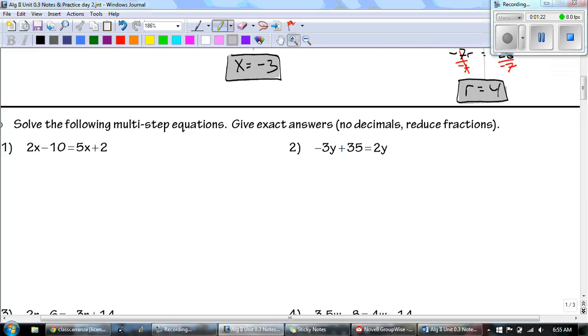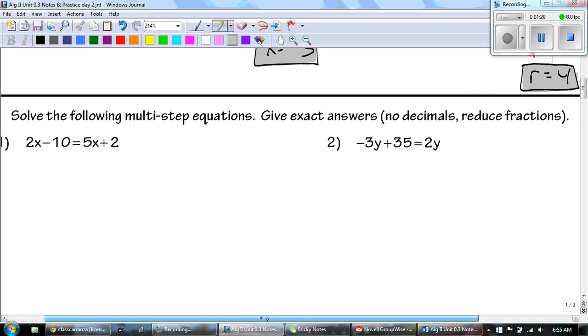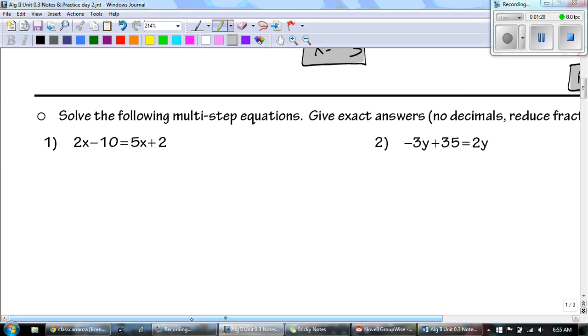So what we're going to be working on today is solving the following multi-step equations, give exact answers, no decimals, and reduce your fractions, okay? So let's go ahead and get started. Now, the main thing that we see now is that we have variables on both sides, okay? And what we want to do is we always want to make sure to have a positive variable, okay? So what that means is I have to move the smaller one.